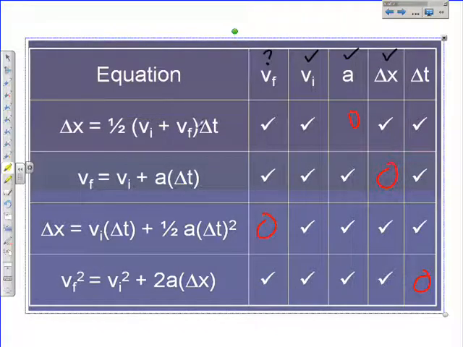So you use this chart, or you just look at the equations, and you see that this equation down here at the bottom, there's no mention of the time. But it has v final, it has v initial, it has acceleration, and it has displacement. We know the initial, we know the acceleration, and we know the displacement, and we're trying to solve for the final velocity. It's important that the equation you choose has the variable that you're trying to solve for. That way you can actually solve for it.